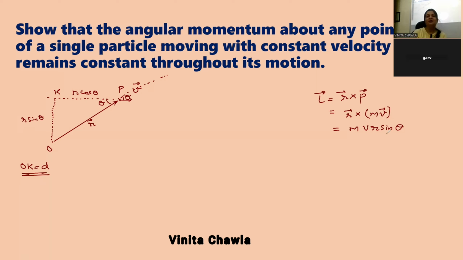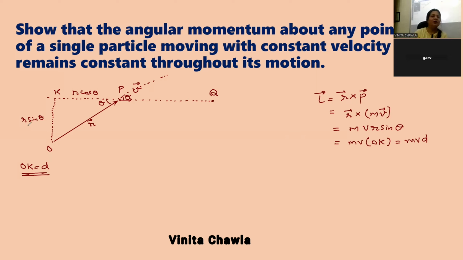Okay, and this r sin theta is, we can write this r sin theta is mv. For r sin theta, we can write OK, and OK is d. So angular momentum is mvd. Now, if we assume that after some time, particle is moving in the same straight line, and after some time, particle reaches at some point Q. Okay, we are given the same reference frame.